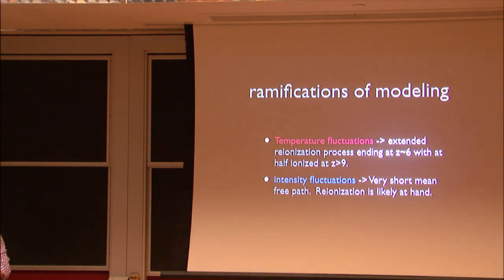Okay. And this is just to sum up. I think both have implications for reionization. If it's temperature fluctuations, reionization has to be extended. If it's intensity fluctuations, the mean free path is very short. And you can argue that it's probably reionization happened fairly recently. I'm not going to get into the details.